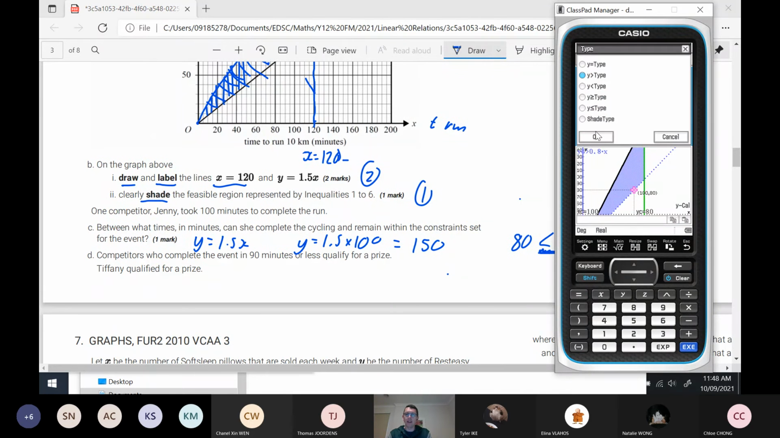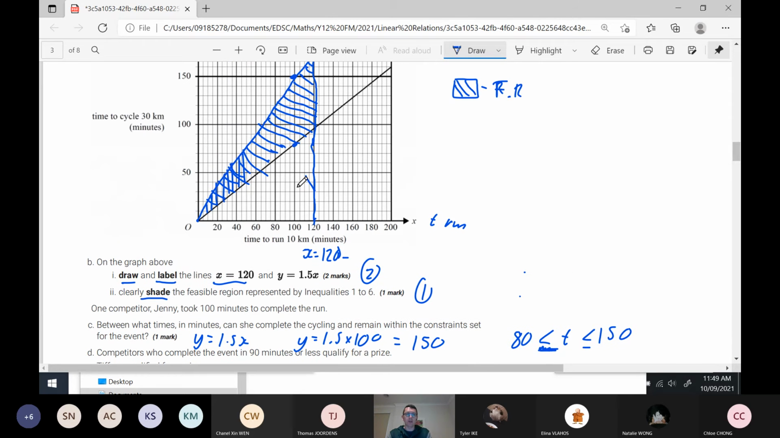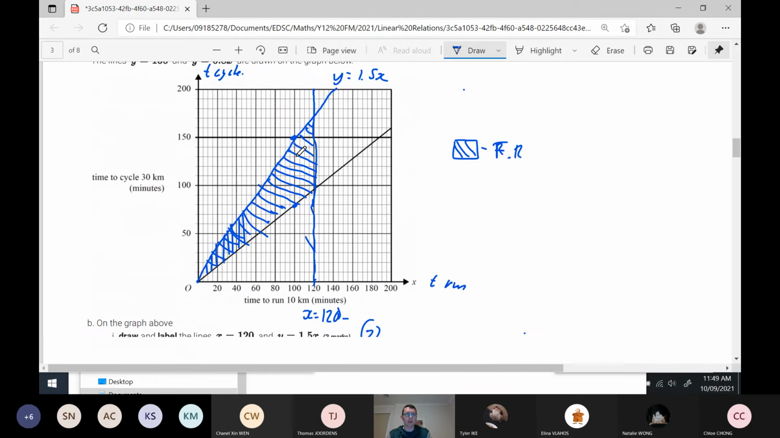They're normally equal to, but I'm just pointing that out so you guys are a bit wary of how these inequalities refer to that. So if she took 100 minutes to run, she can cycle anywhere from 80 to 150 minutes to still make sure she's finished that event in time.